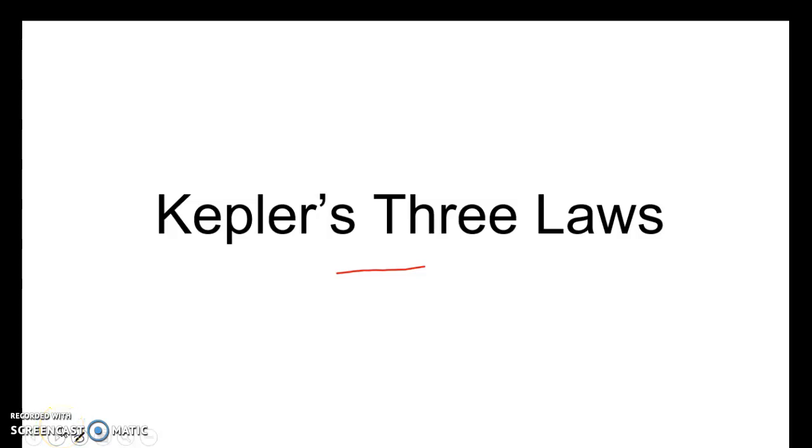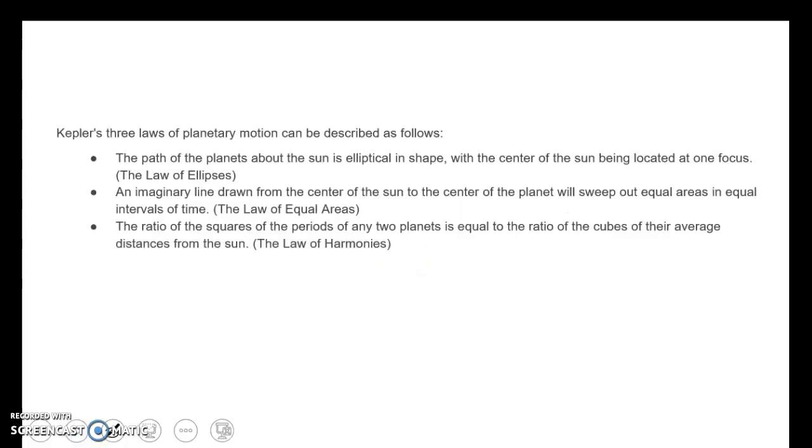In this video we will describe Kepler's three laws of planetary or orbital motion. So the three laws are as follows. The first is called the Law of Ellipses. The path of the planets about the Sun is elliptical in shape, with the center of the Sun being located at one focus, or one of the foci.